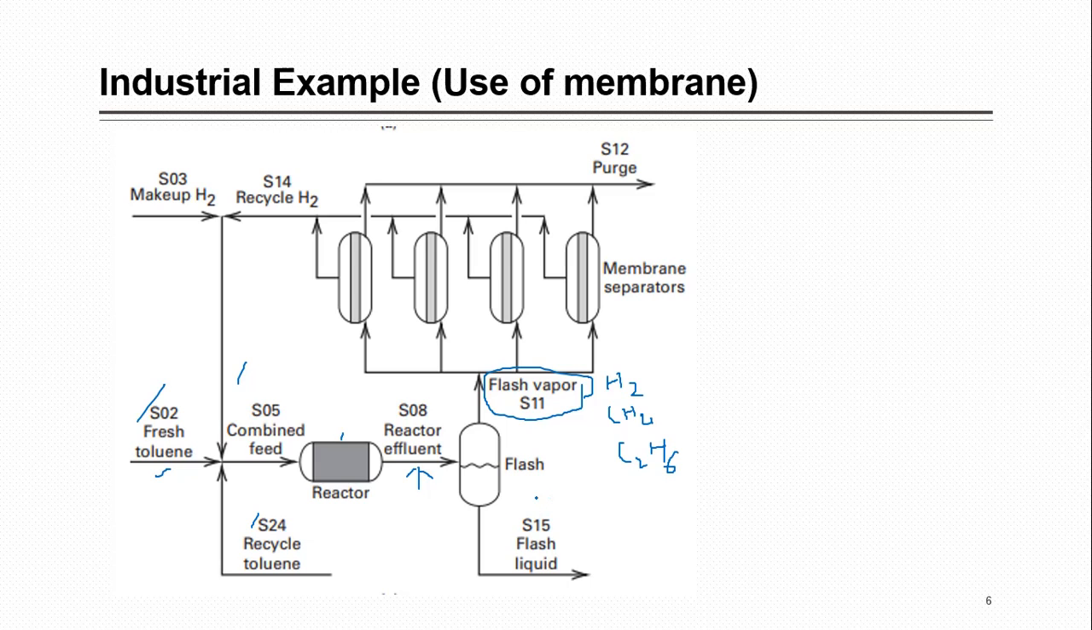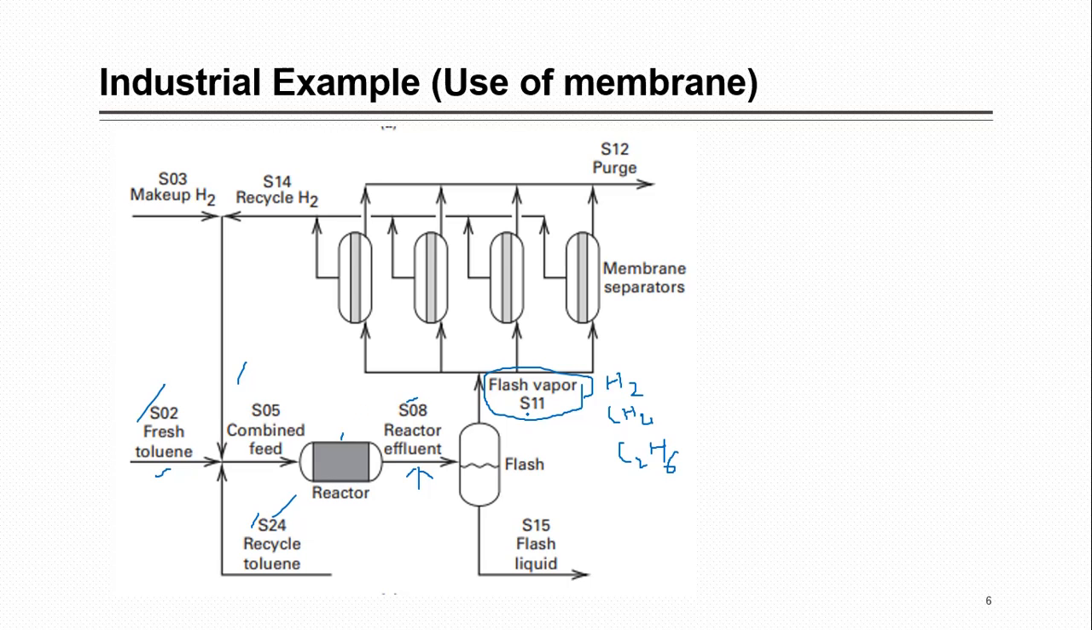There will be very small trace amounts of benzene, toluene and xylene as part of this. As well, there is flash liquid, which is majorly those heavier hydrocarbons, and a very small amount of something like ethane can also be present there. Then S02, S05, S24, S08, these are the stream numbers.